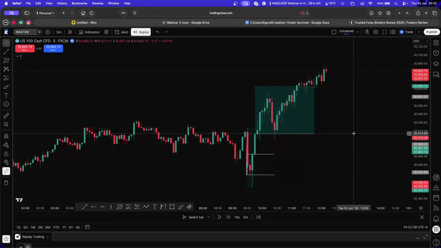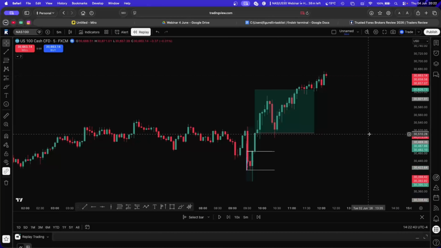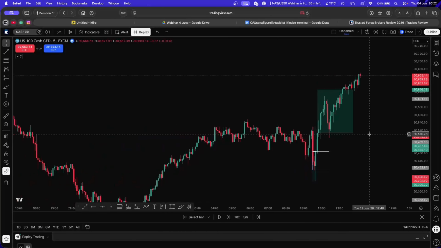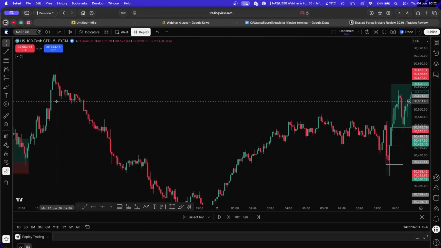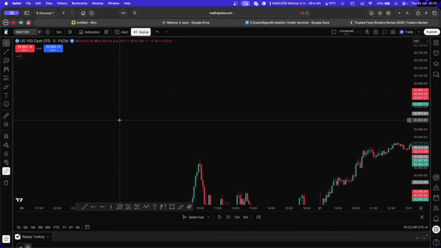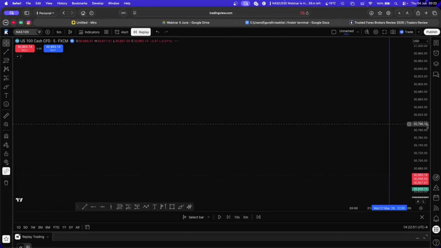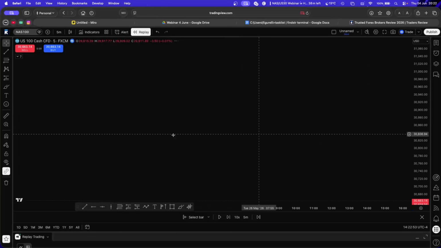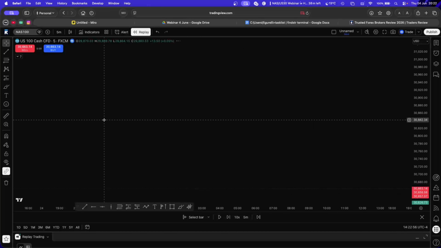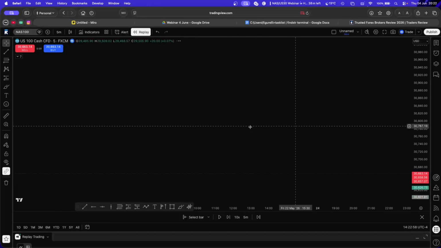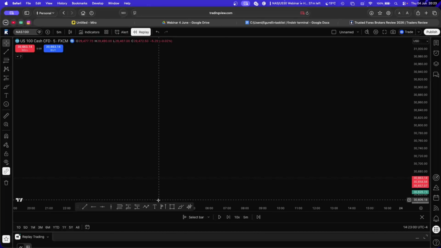Let's zoom out quickly. Let's go to a random day. Why is my TradingView freezing? There we go. Let's just go to a random day where we can't see it, and then I can show you the hour indicator quickly, and then we can answer a few questions. So let's just look for 9:30.